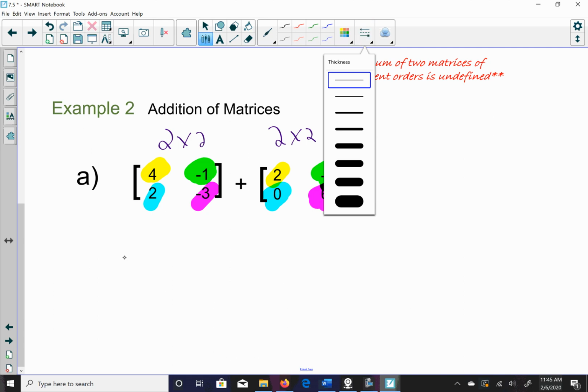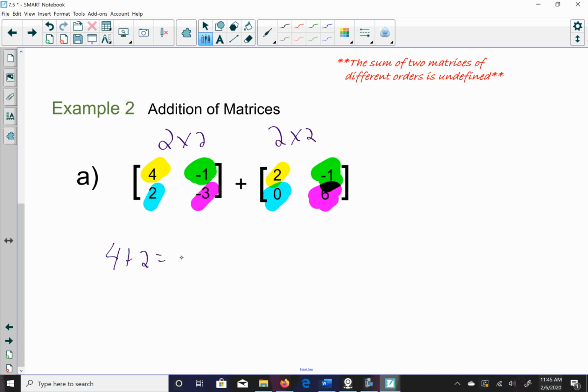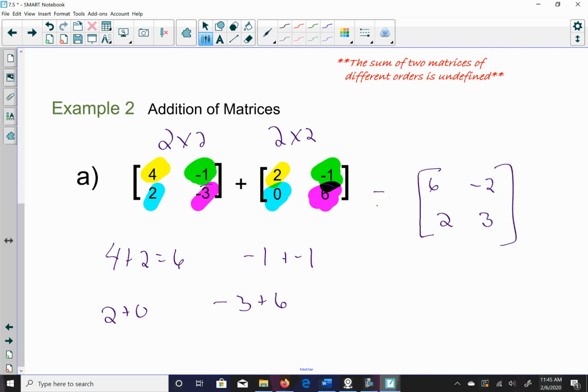So I'm going to have 4 plus 2, and that's going to give me 6. So when I write my matrix C, row 1, column 1 is going to be 6. Then -1 plus -1 will give me -2. Then 2 plus 0 will give me 2. And finally, -3 plus 6 will give me 3. And so this is the sum of those two matrices. Let's try another one.